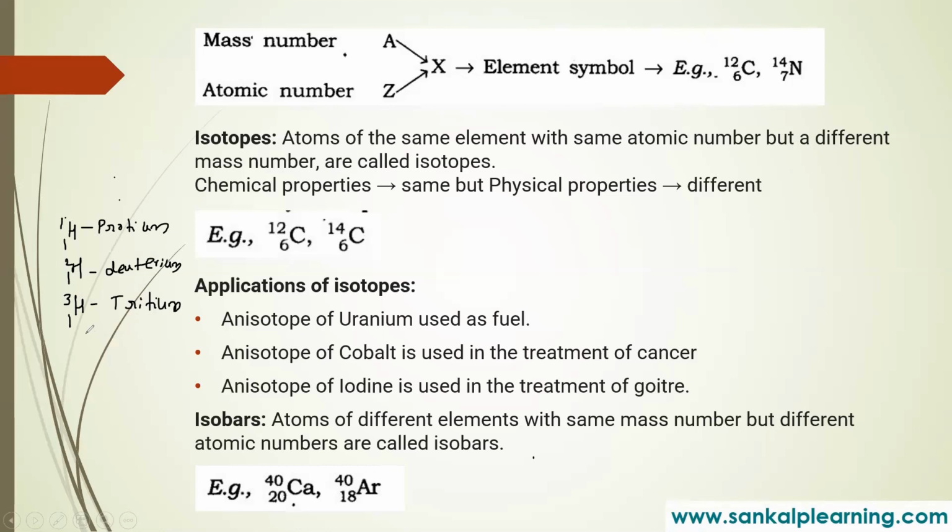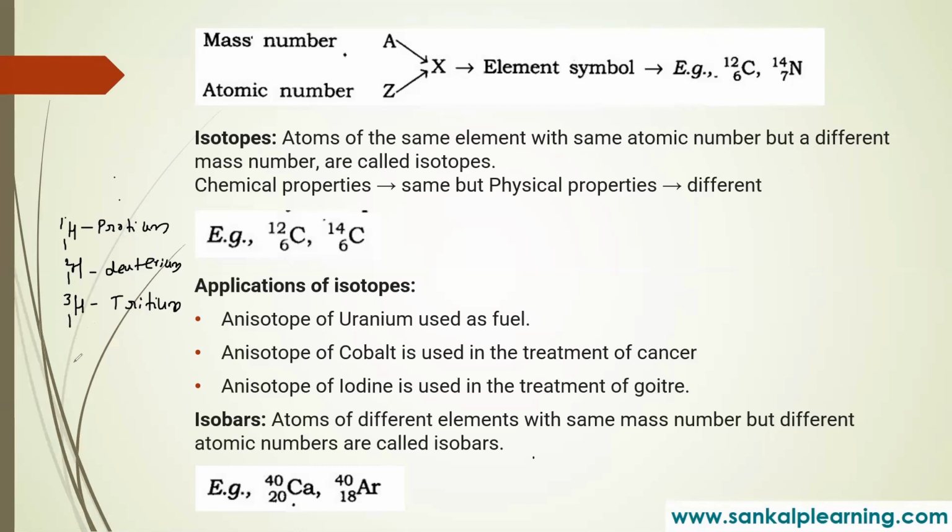So that is called protium, deuterium, then tritium: H11, H12, H13. Okay. Here you can see each hydrogen atom has the same atomic number, that is 1. But the mass number is different here. In protium it is 1, in deuterium it is 2, and in tritium it is 3.